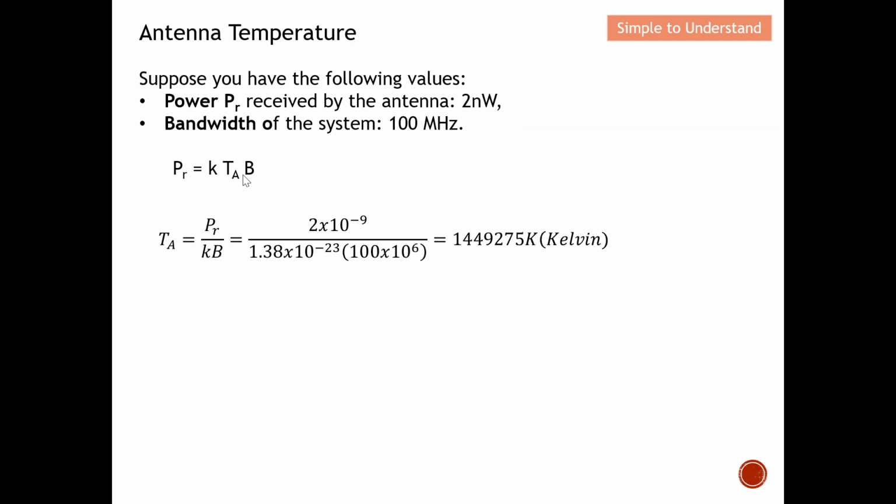So we just move the k and B to the other side. So basically from here, you can easily punch in your calculator. Hopefully I didn't make any careless mistake. So basically this is the temperature of the antenna.